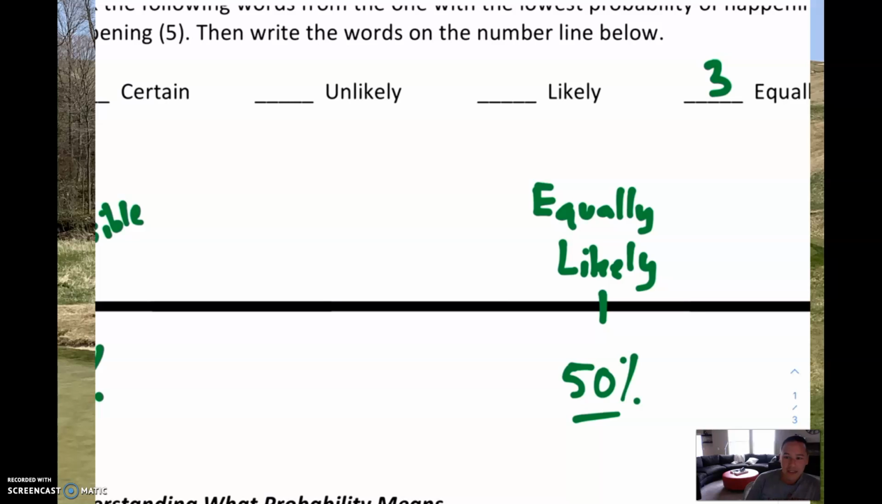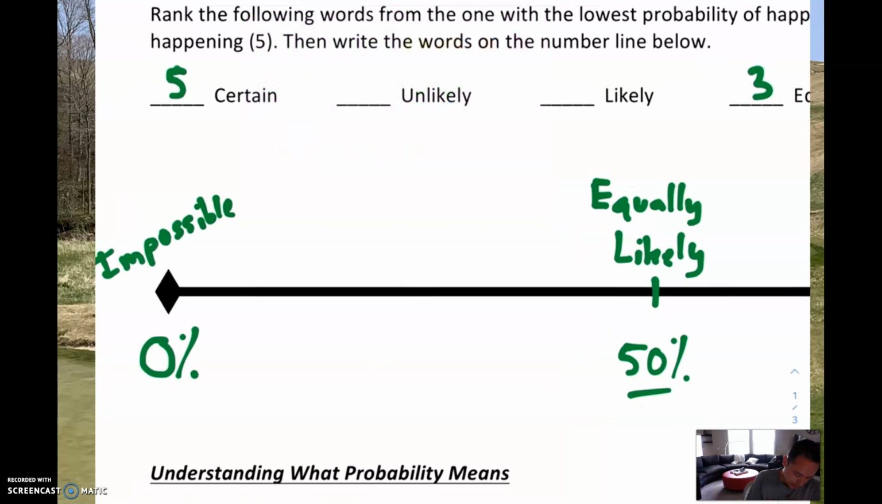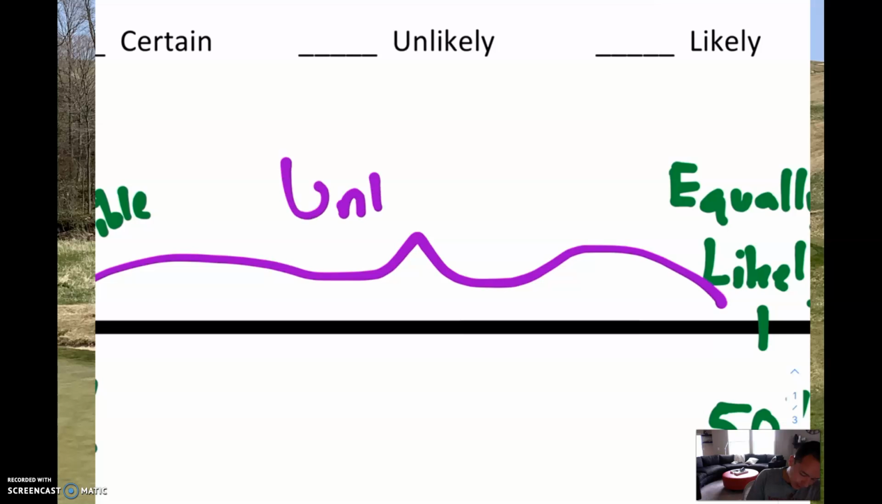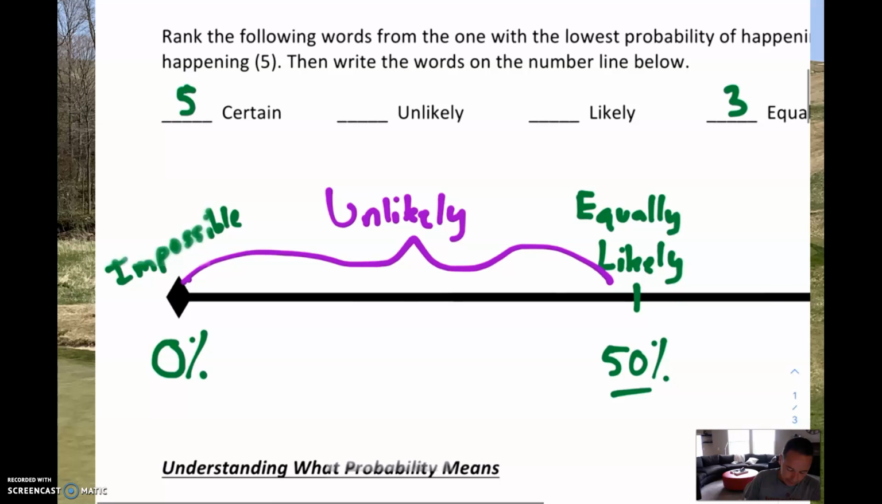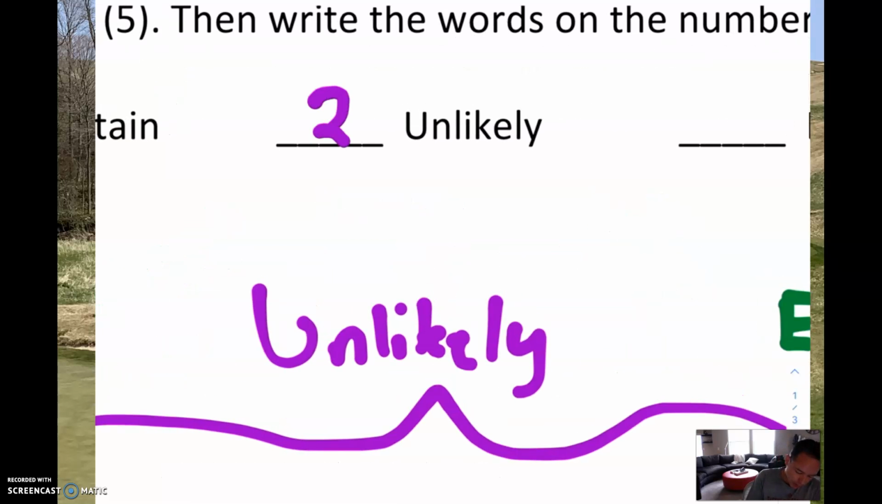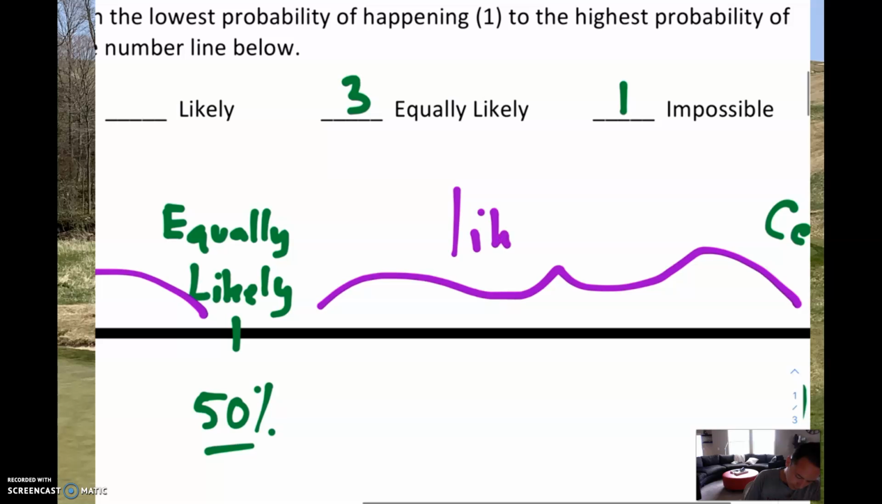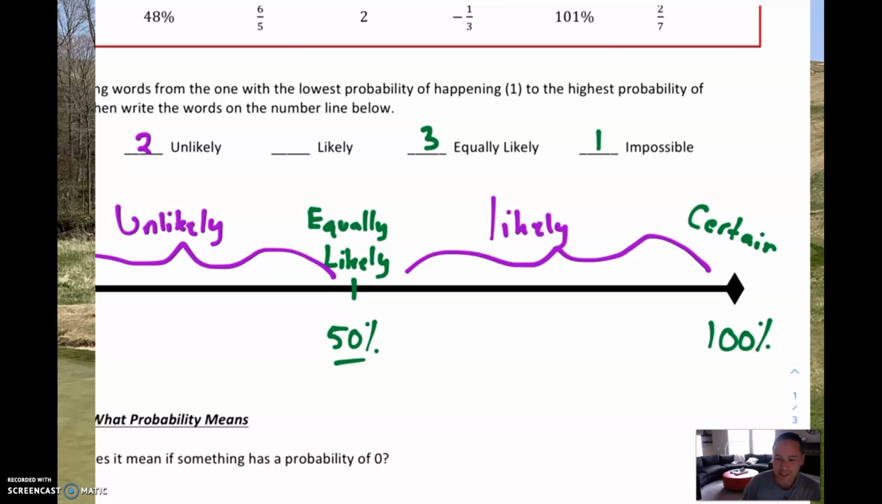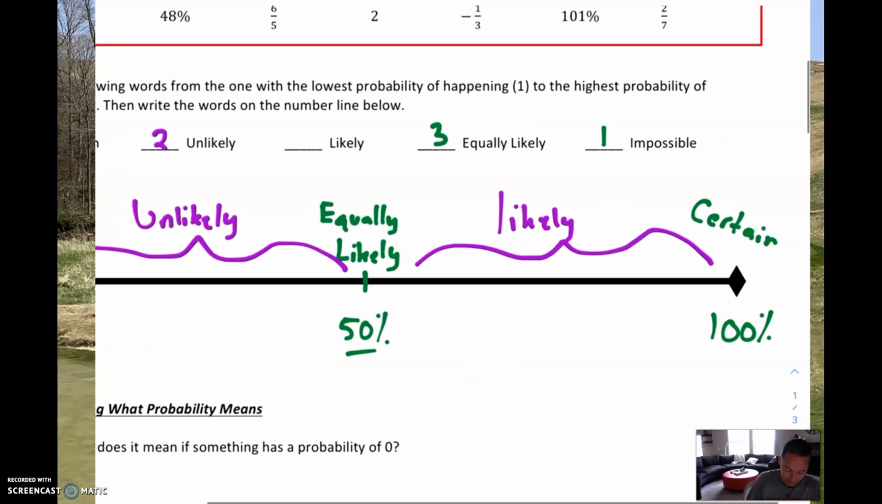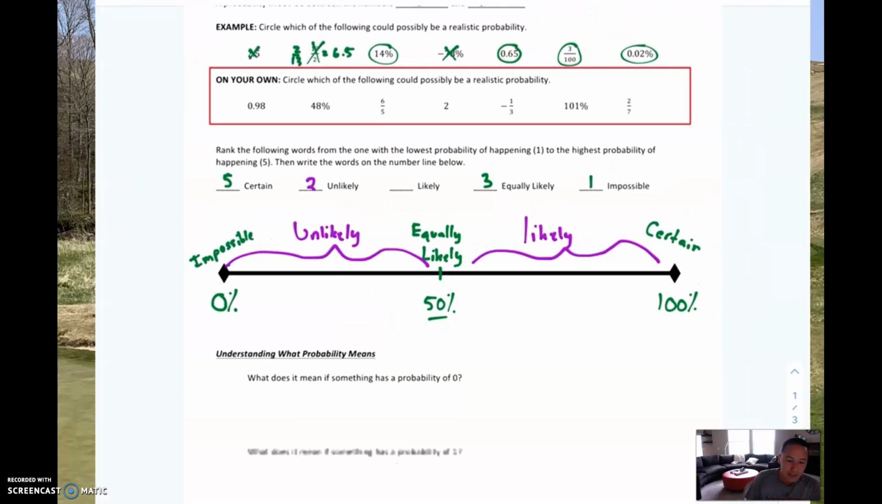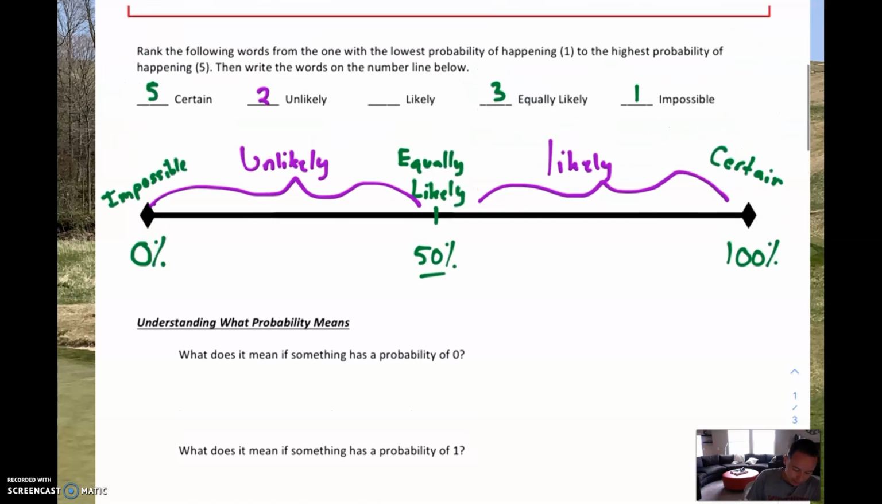Now we have 2 other words here, unlikely or likely. If something is unlikely to happen, it's not going to happen as much. So that would be anything between this range of values here. So this would be considered unlikely. It's not going to happen as much. So this one I'm going to put my 2 there. And if something's bigger than 50% but smaller than 100%, that means it is likely to happen. If the weather report says you've got a 90% chance of rain, it's likely to rain. So unlikely, probably not going to happen. Likely means more often that it will happen. Let's put a 4 there.